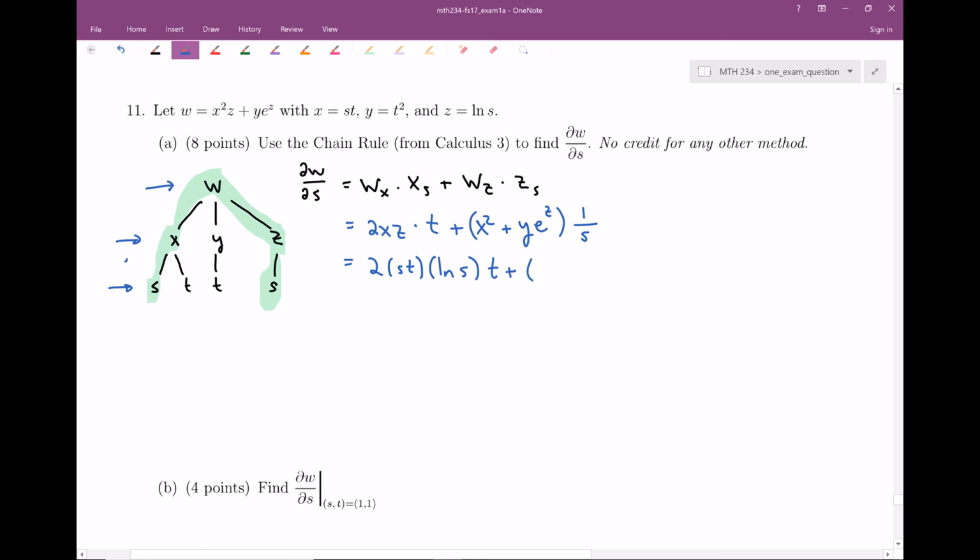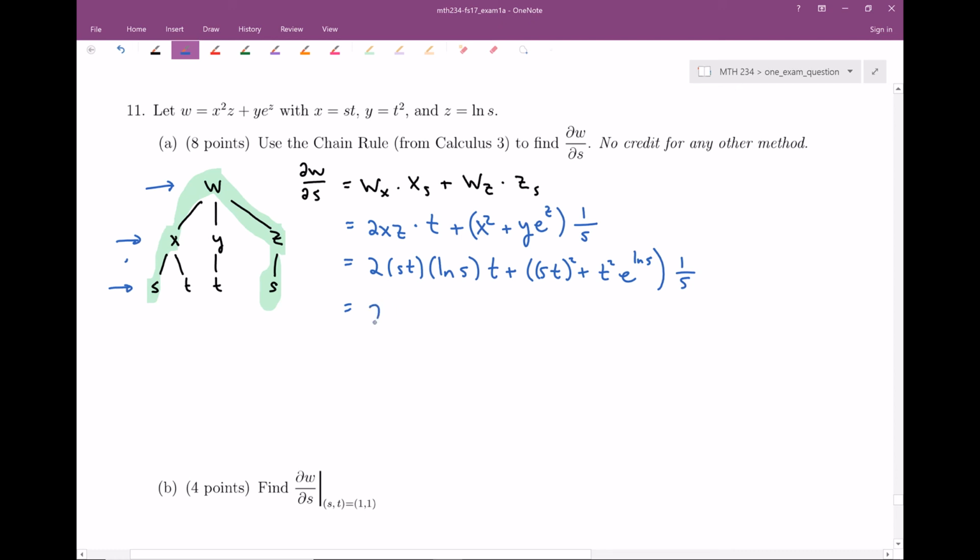And then plus, instead of x, I'm going to write st, and that's all squared, plus y. Y in this case is t squared, and e to the z. So e to the z, z is the natural log of s, and then I'm multiplying that by 1 over s. I can simplify this one more time here.